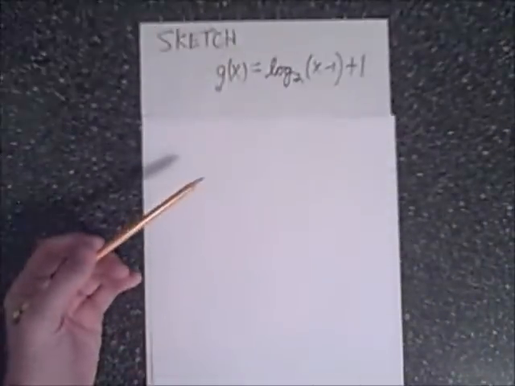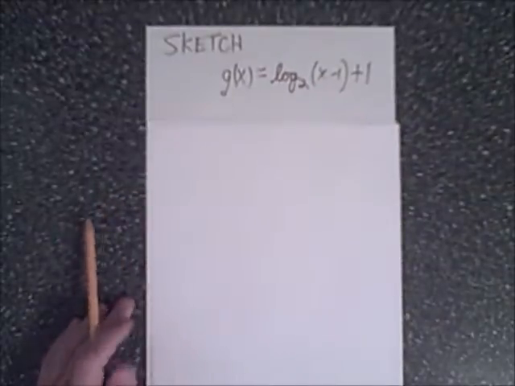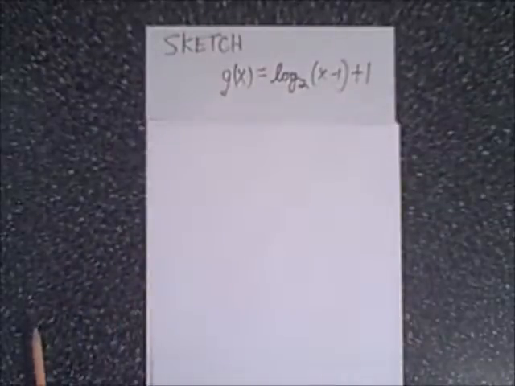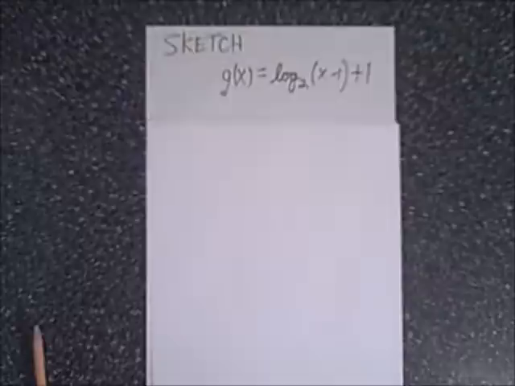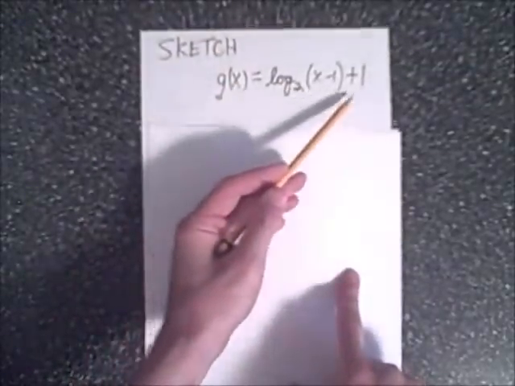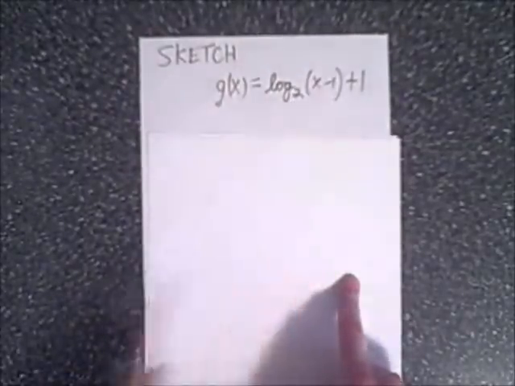Now the third function we're going to graph or try to sketch is a logarithmic function. And again, log base 2 of x minus 1 plus 1. A little tricky, a little more complex, especially if you're not as comfortable working with logs. However, what you do notice is there is a shift up 1 that we've seen from other functions, and a shift to the right of 1.